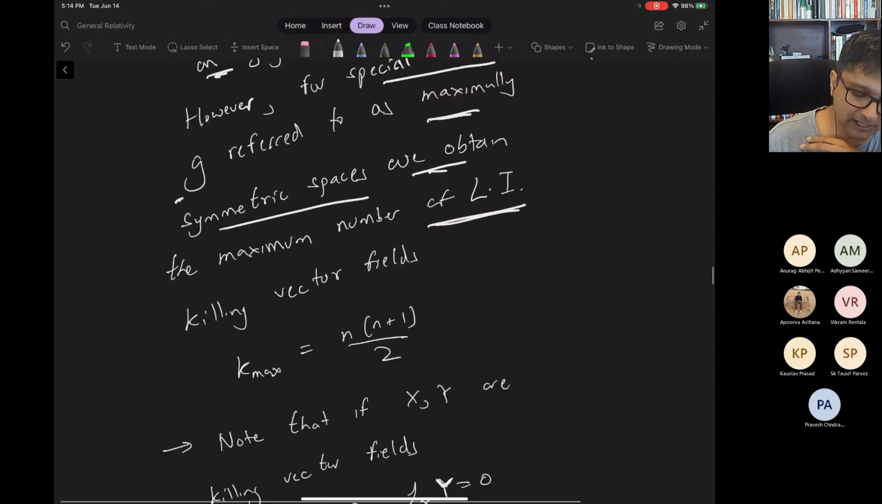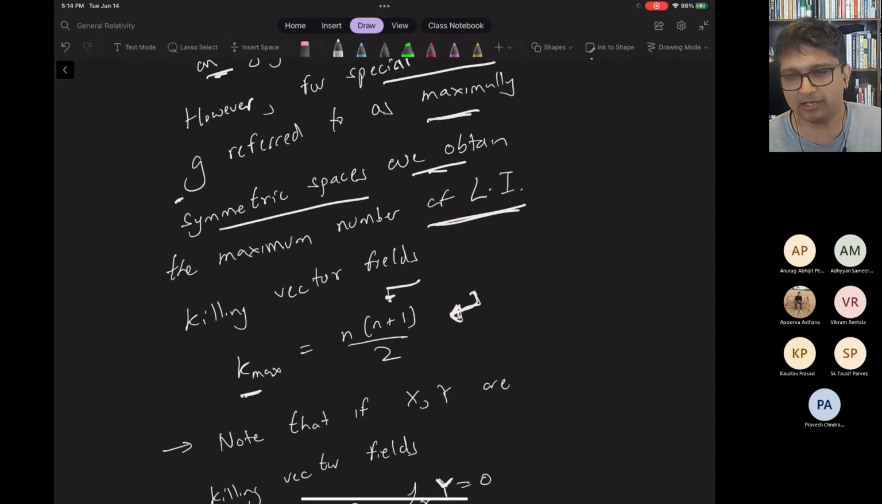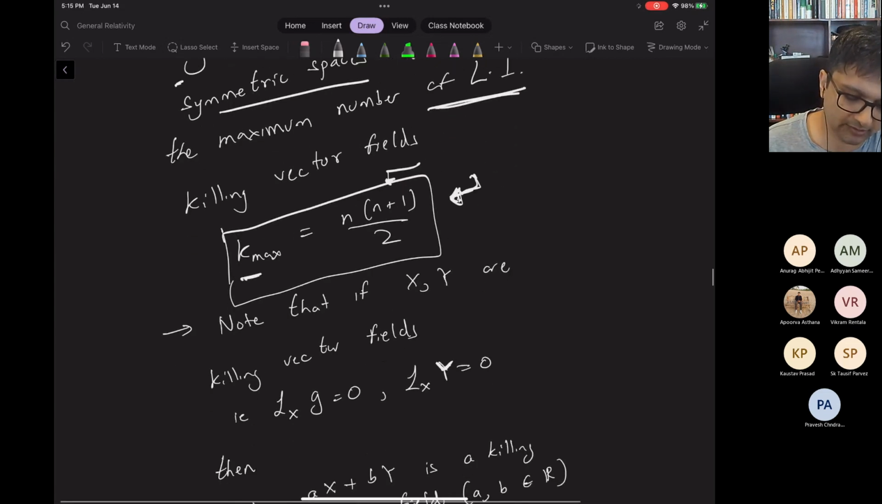This maximum number of independent Killing vector fields turns out to be n into n plus 1 by 2. I'm not proving this, I'm just stating this without proof. So for an n-dimensional manifold, this is the maximal set of Killing vectors that you can have. This maximal set is only realized for some special metrics. It's not realized for arbitrary metrics, which will have less symmetry or fewer isometries. So it has to be a very symmetric type of metric which gives you this maximal number of Killing vectors.